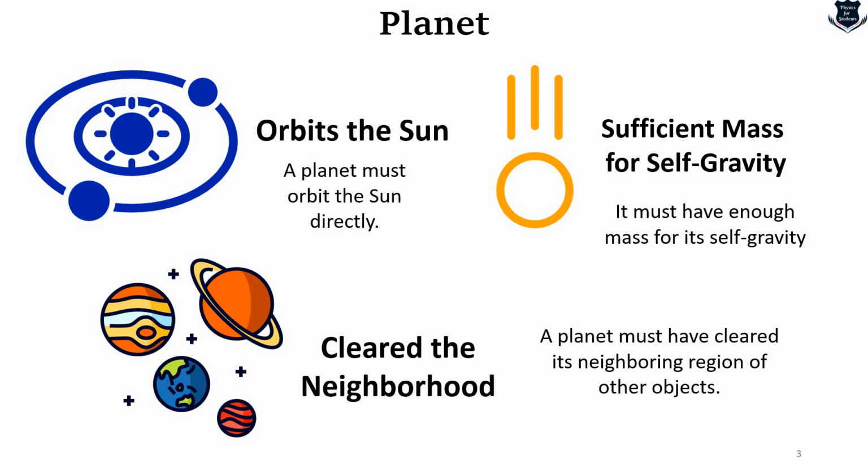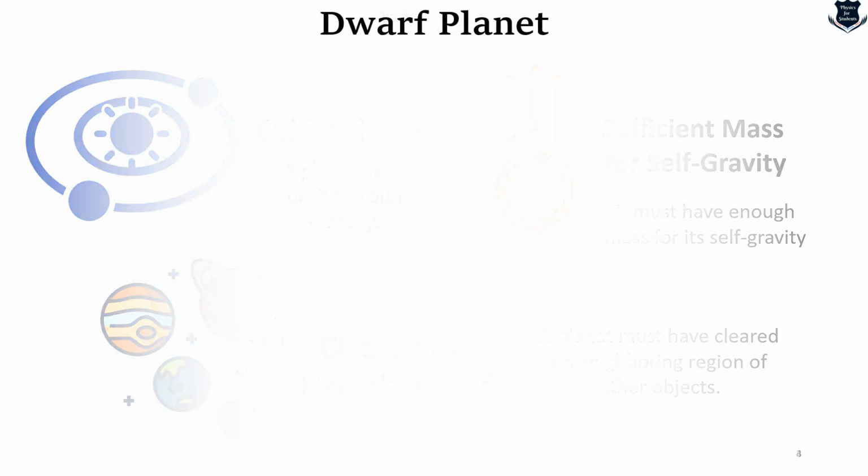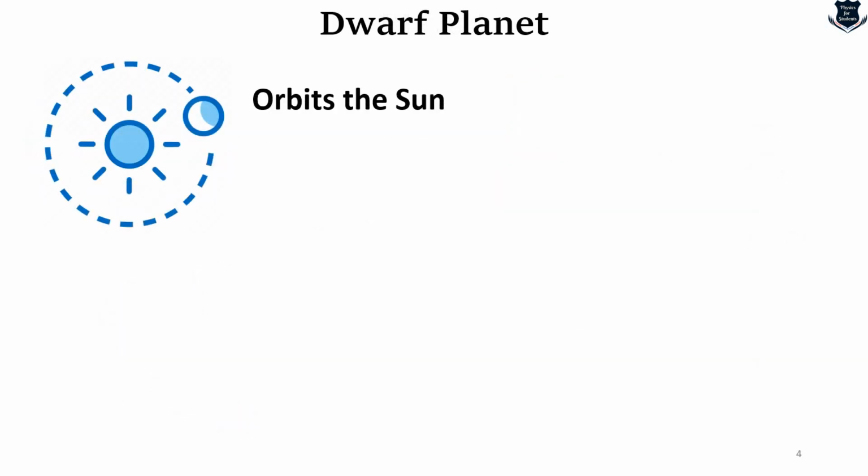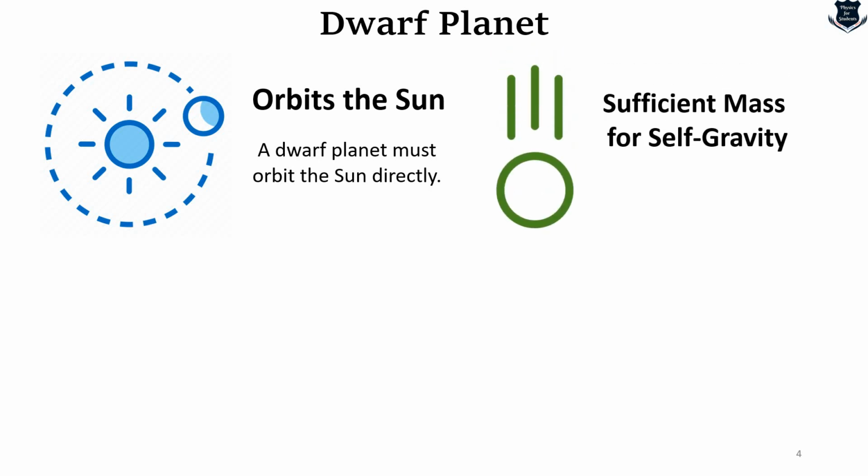These are the features which primarily make a planet and its characteristics. We come to the next, the dwarf planet. Yes, a dwarf planet also orbits the sun directly. If I talk of sufficient mass, yes, it must have enough mass for its self-gravity to shape it into a nearly round form, or a hydrostatic equilibrium.